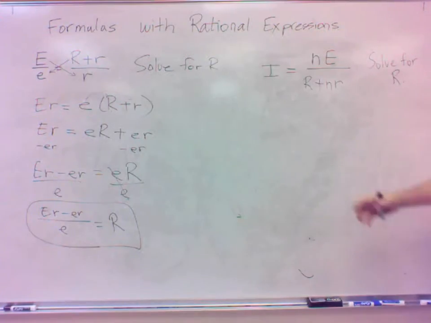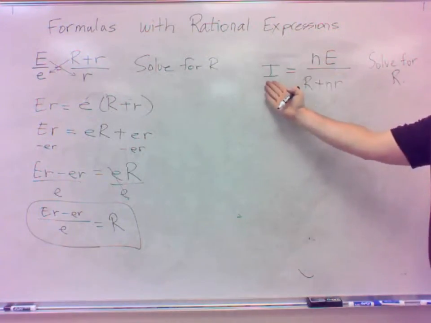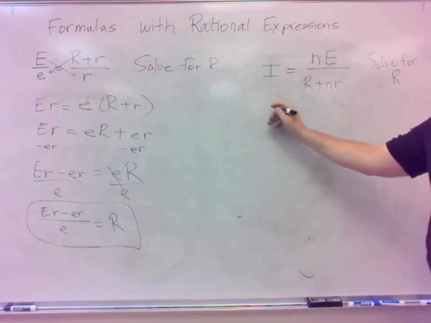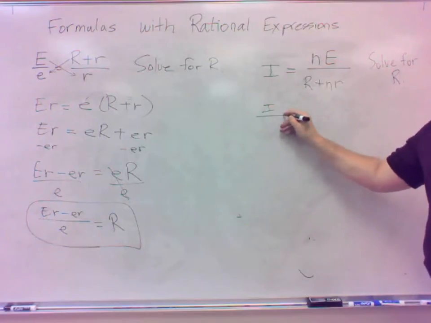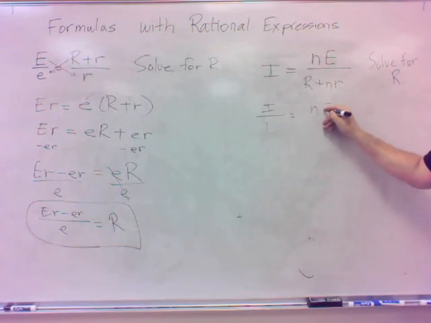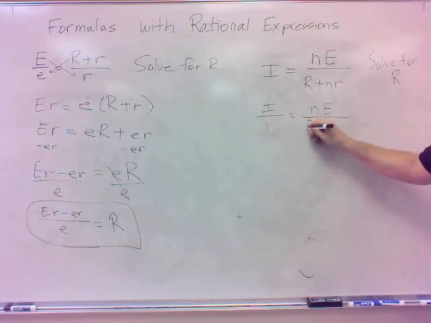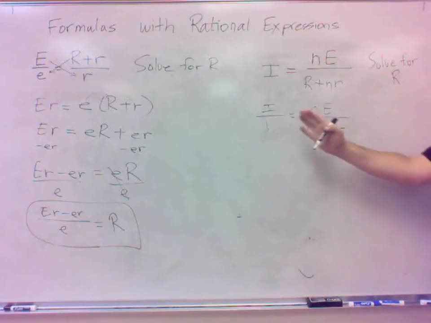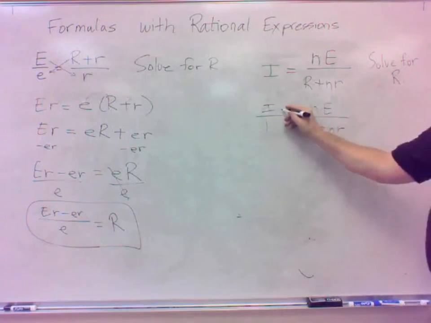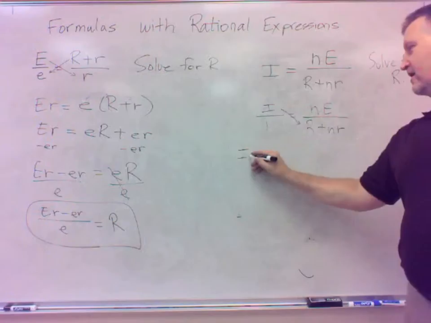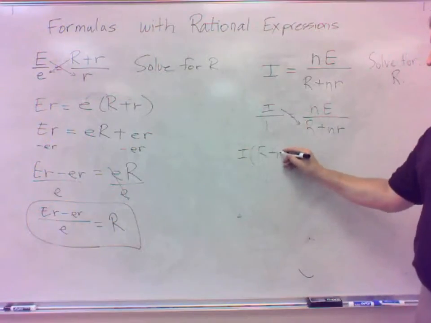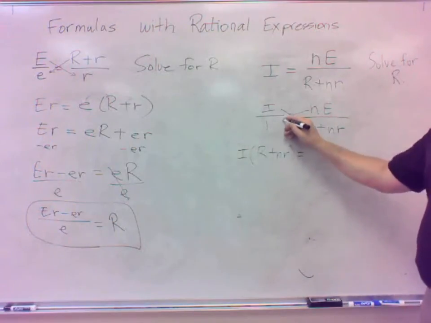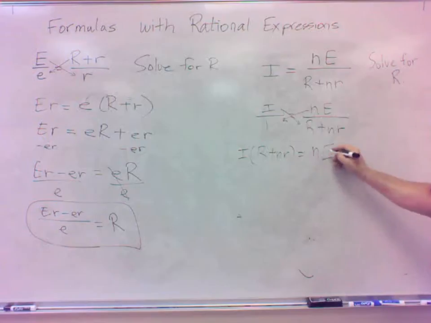Okay, well, this one again we can think, we want to make it a fraction, I over 1. Let's redo it here, or write it there, whichever one. And we can do the cross multiply again. Top here times the bottom over there. So that'll be I times R plus N little r. And then NE times 1 is just NE. This is the equation we get.